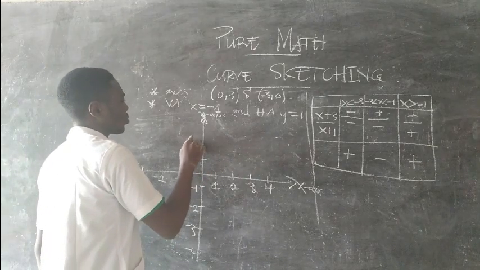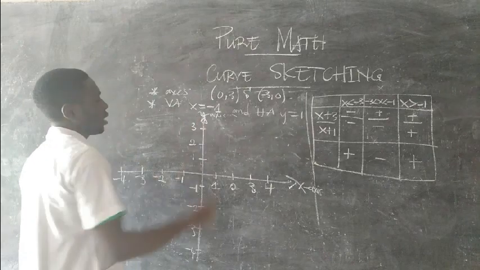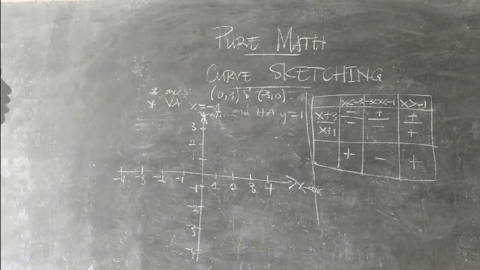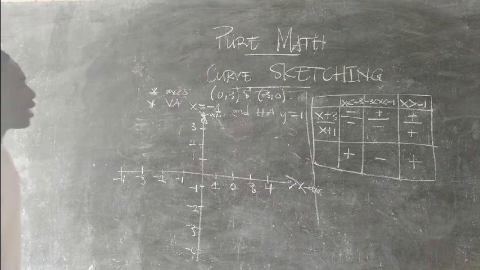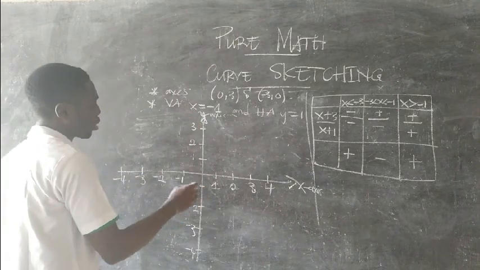1, 2, alright, 3, and so on. Now, the very first thing we put on our graph is going to be the asymptotes. And the first asymptote there is the vertical asymptote. So x equals negative 1.